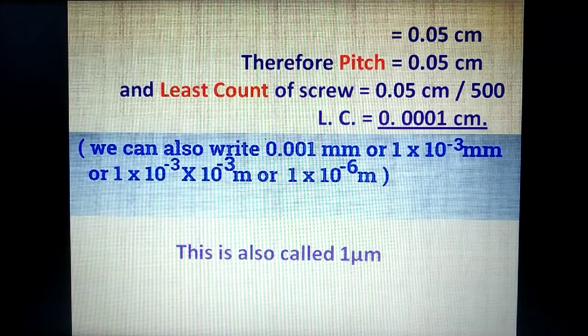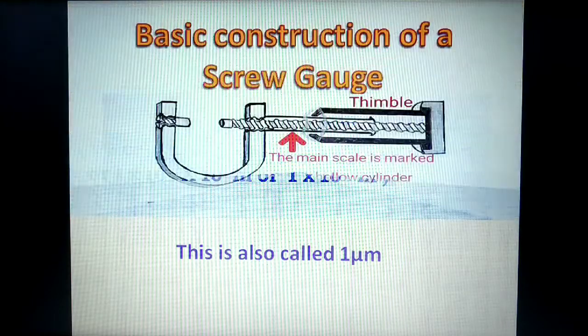So we can also write it as 0.001 millimeter, or 1 into 10 to the power minus 3 millimeter, or 1 into 10 to the power minus 3 into 10 to the power minus 3 meter. The second 10 to the power minus 3 we have used for the milli, or we can write as 1 into 10 to the power minus 6 meter. This is also called 1 micrometer.